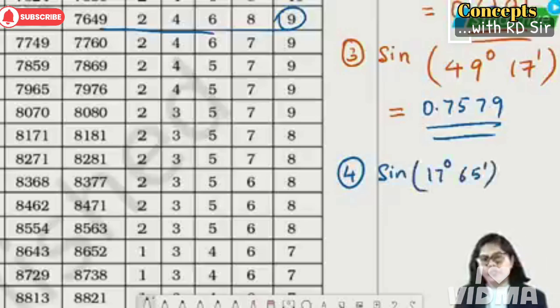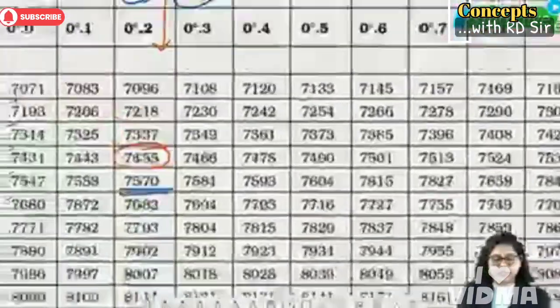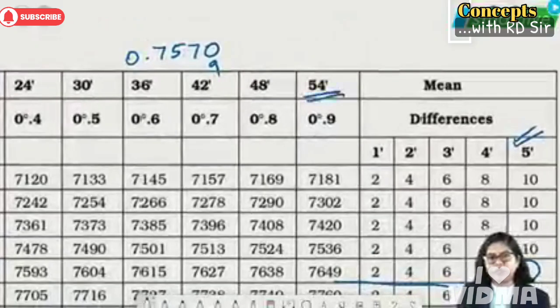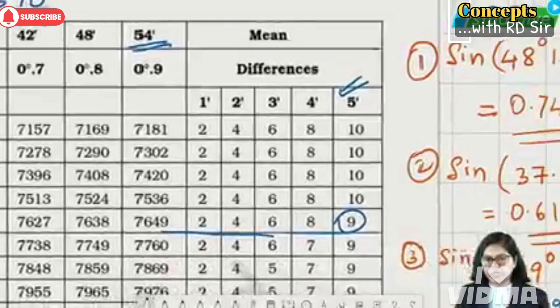If this is the number given, then 17 degrees we are going to get, but 65 minutes, do we have that? Let us check that. So maximum minutes is what? 54, right? And maximum mean difference is 5. If you add, you are going to get only 59 minutes. 65 minutes I am not going to get that.